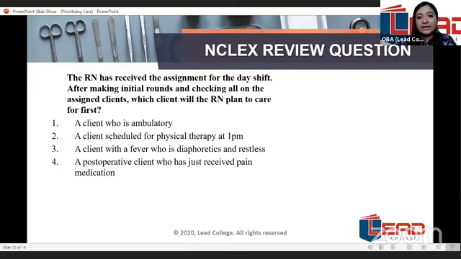I think it's very simple to answer. Look at the 4 options and see there's a person who has a fever, who is diaphoretic and restless. If you compare the other 3 patients, they are stable. The person who is ambulatory, all good. The person scheduled for physical therapy does not indicate any symptoms, all good, stable. The fourth, the post-operative client, has already been given pain medication, settled. So who's unsettled here?